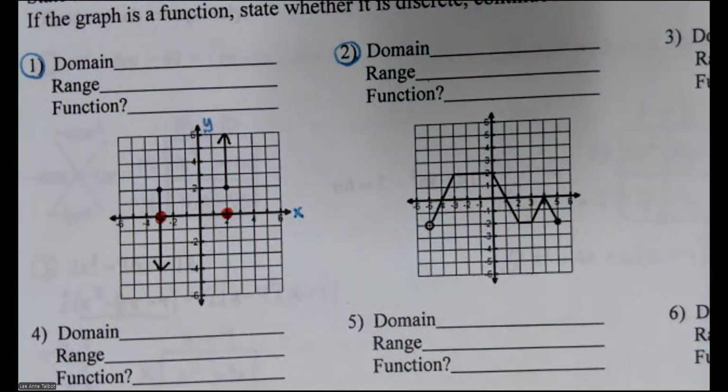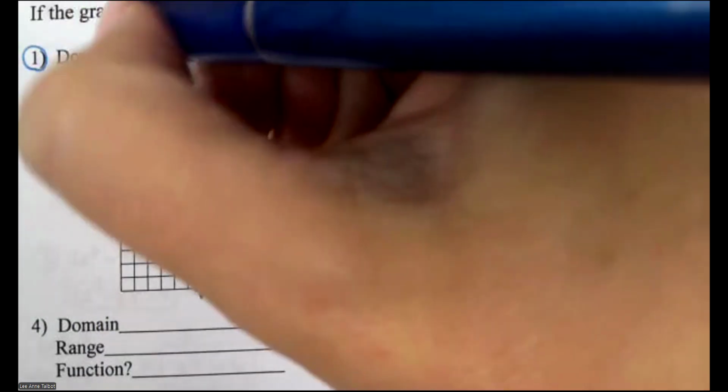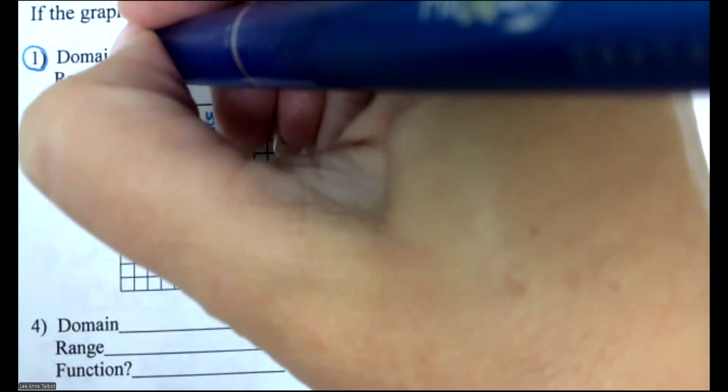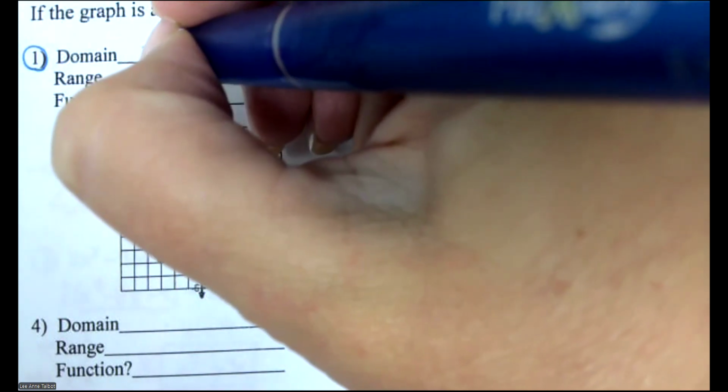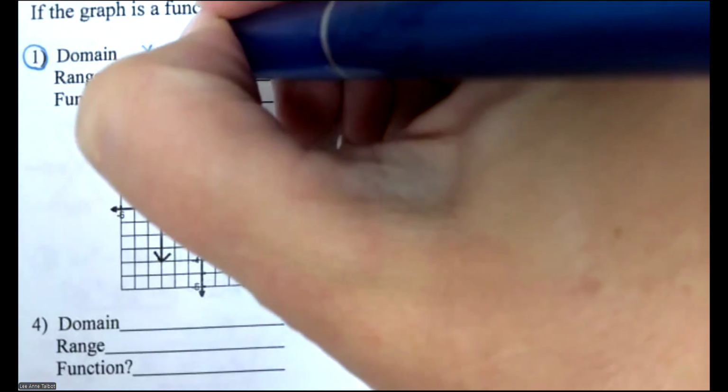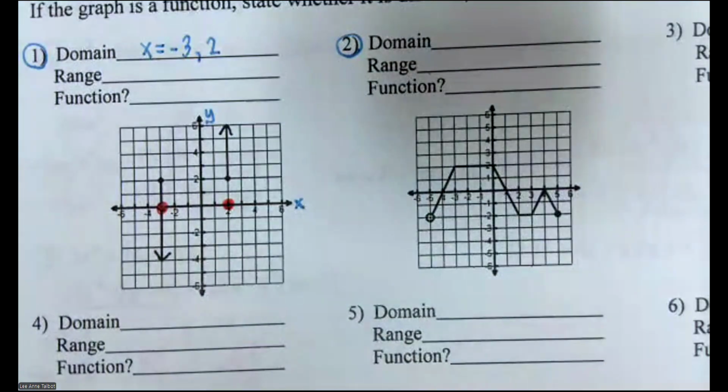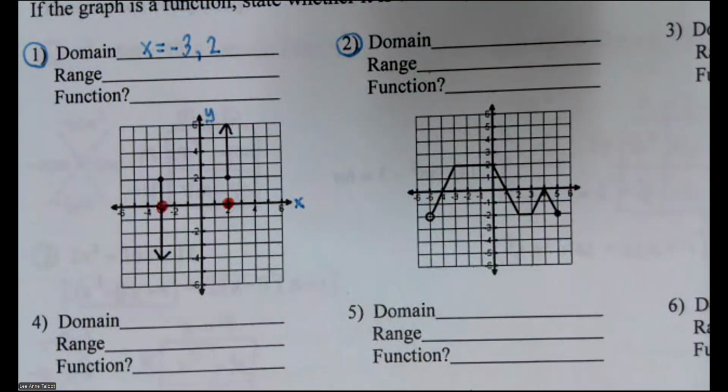Can you guys tell that the graph only exists in those 2 spots on the x-axis? Okay, so the way we write it when it's dots like that, we just say x equals -3 and 2. The domain is only -3 and 2.